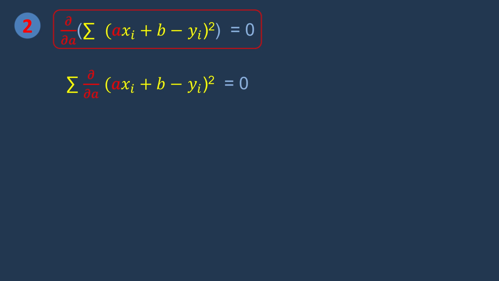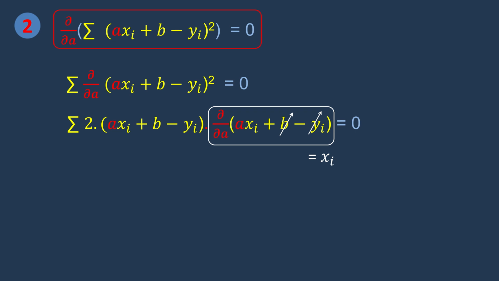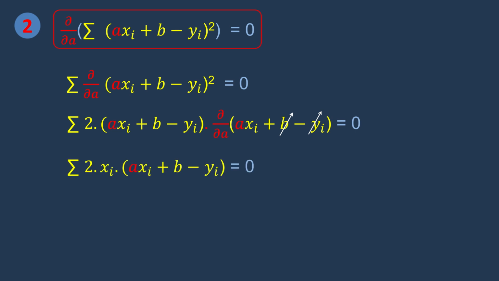Again, I'll take the derivative inside the summation. So summation of dou over dou a of this function squared equals 0. So again, a function squared will give me 2 into that function, and again the partial derivative of that function. So summation of 2 into axi plus b minus yi, and remember this whole function, its derivative with respect to a will give us xi.